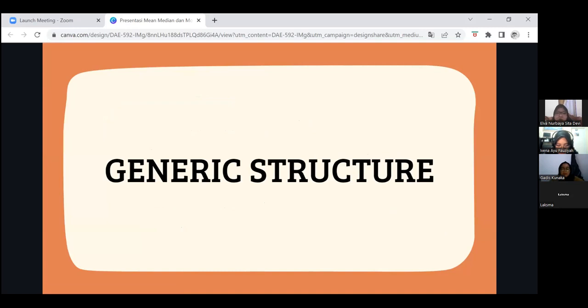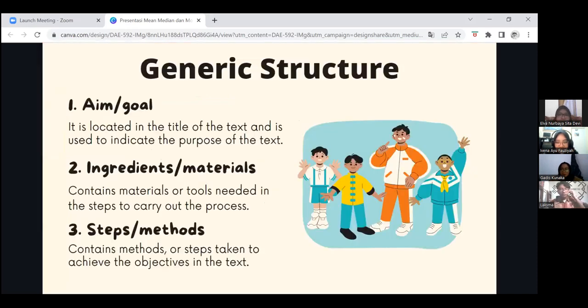Next, we're going to the generic structure of procedure text. Okay, can anyone read this? Me, ma'am. Okay, thank you, Laksma, for this section. So, the generic structure of procedure text is, first, aim or goal. It's located in the title of the text and is used to indicate the purpose of the text. Second is ingredients or materials, which contains materials or tools needed in the steps to carry out the process. And the last, number 3, is steps or methods, which contains methods or steps taken to achieve the objective in the text.